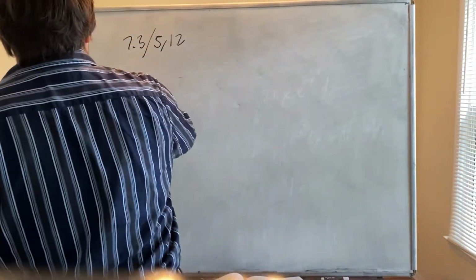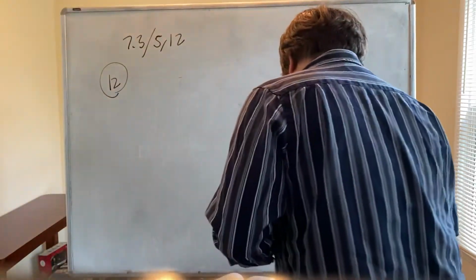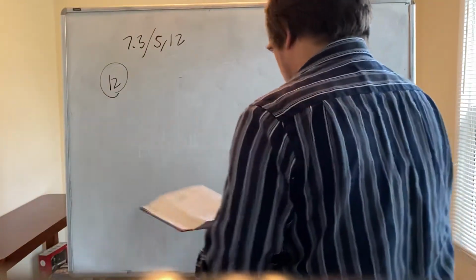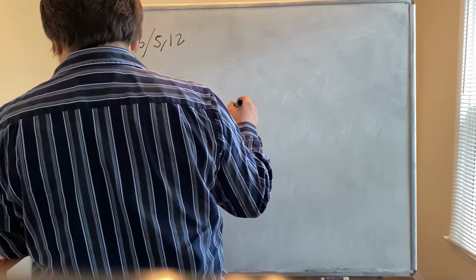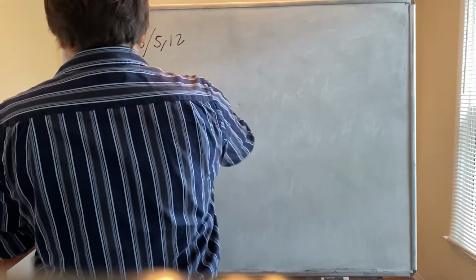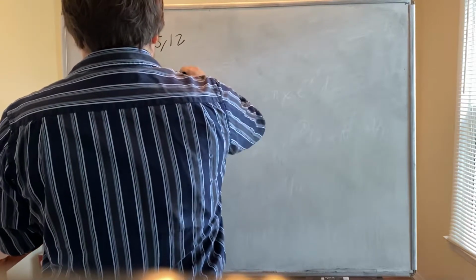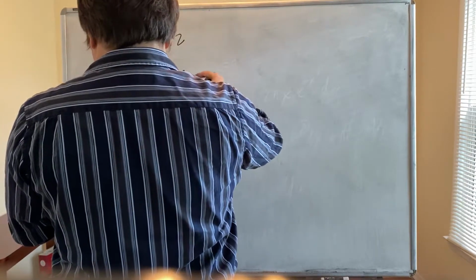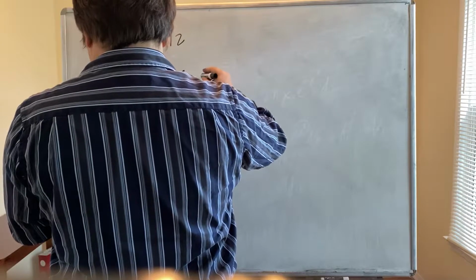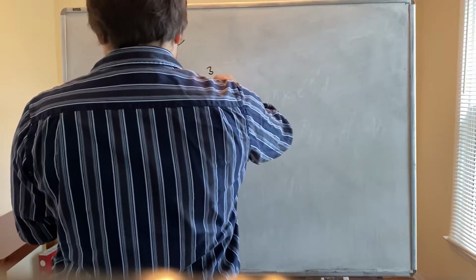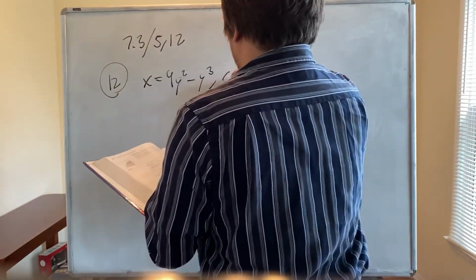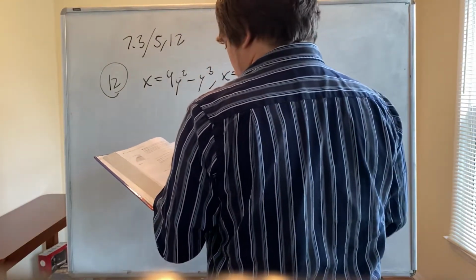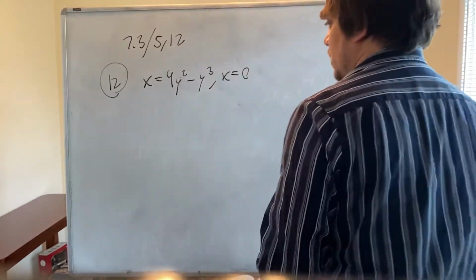Okay, so number 12. So 7.3, number 12, we're going to use cylindrical shells again. And we're going to take the region bounded by the following curves and rotate it about the x-axis. Okay, so it's in the book. x equals 4y squared minus y cubed, x equals 0. I'm going to rotate about the x-axis.